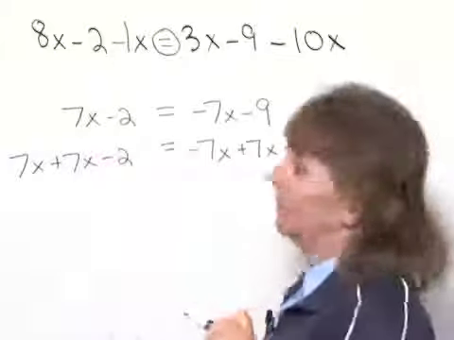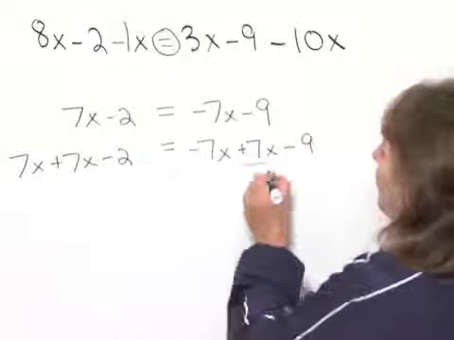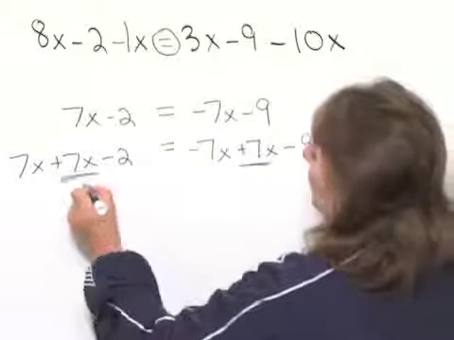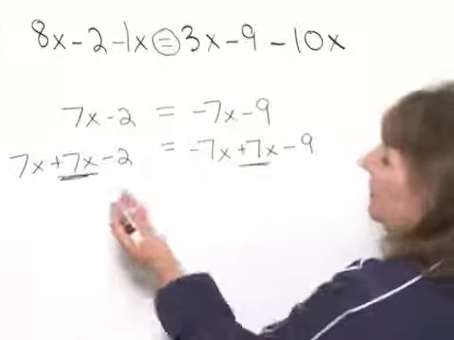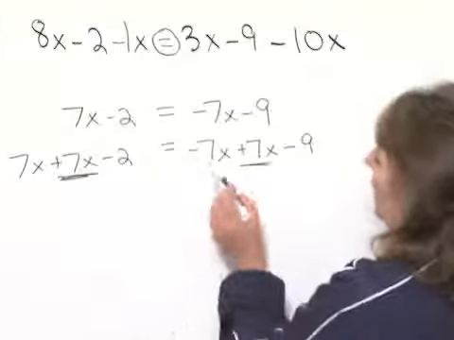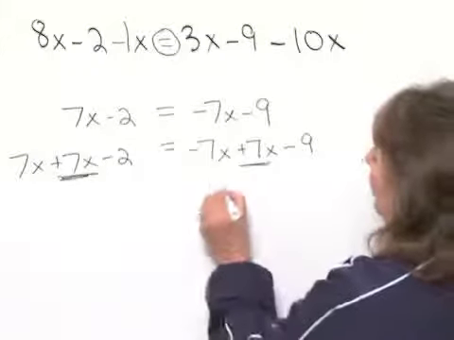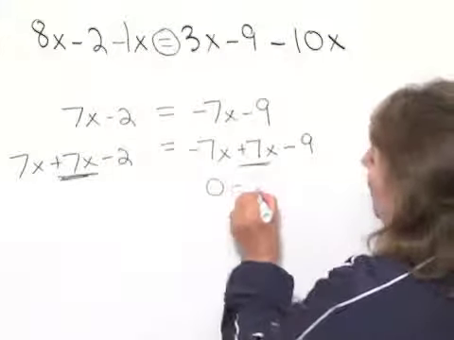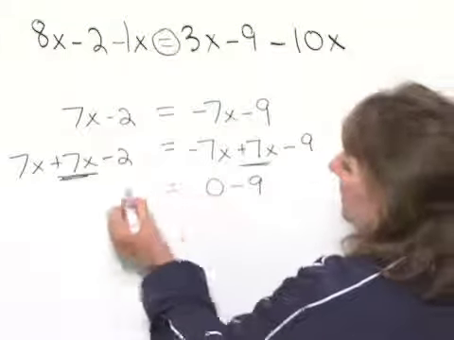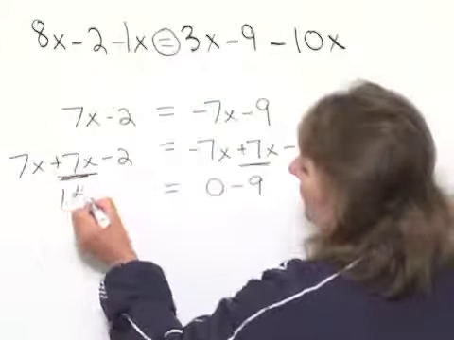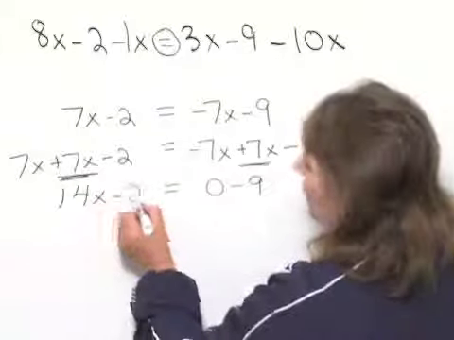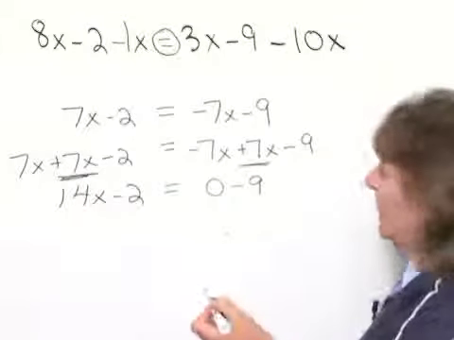Now let's talk about this step. Why did I choose to add 7x to both sides of the equation? Well, since I wanted my x's on the left side of the equation, I could see that a minus 7x and a positive 7x gives me 0 minus 9. And when I add my 7x and 7x, I get 14x minus 2. And my x's were on the left-hand side.